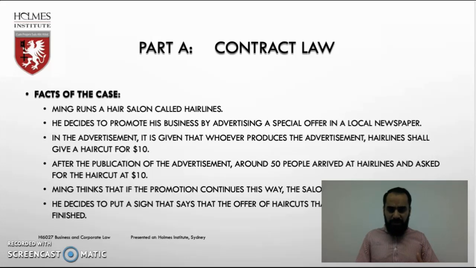After the publication of the advertisement, he soon realizes there were around 50 people arriving outside the hair salon to get the $10 haircut, of course. Soon enough, he realizes that if this continues to grow, he's going to face a lot of loss in his business. So he decided to put up a sign saying that the offer of haircuts has now finished, totally closed. That's it.